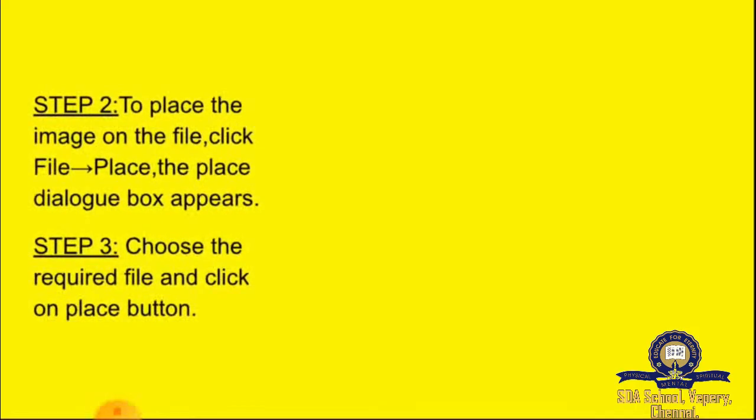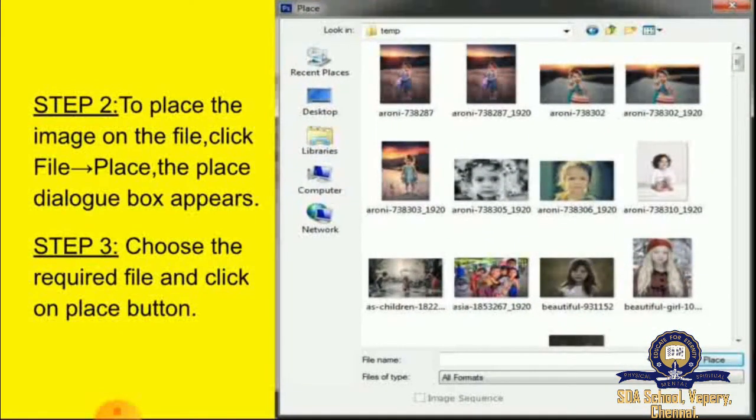Step 2. To place the image on the file, click File, Place. The Place dialog box appears. Choose the required file and click on Place button. To place the image on the file, you have to click on File, Place. The Place dialog box will appear as shown in the image. Choose the required file and click on Place button.